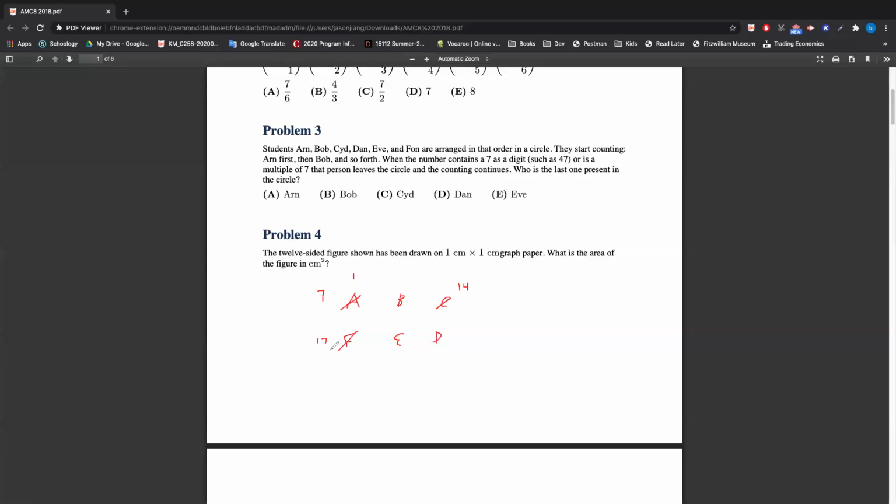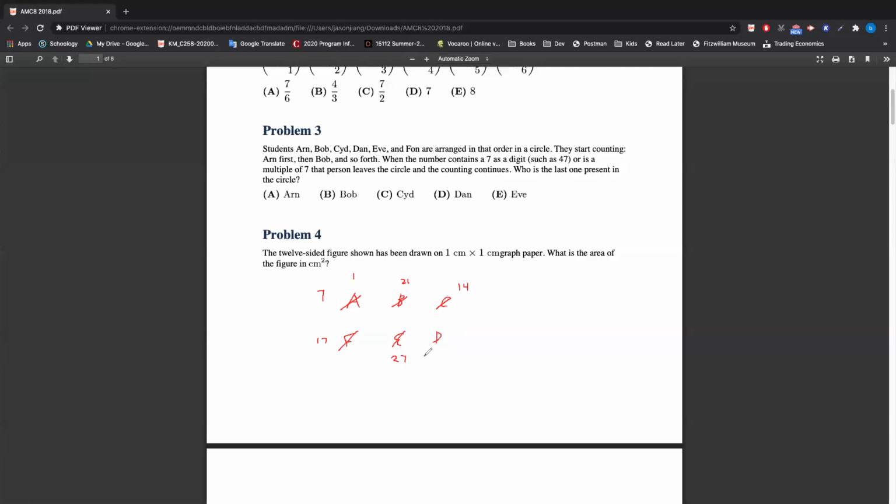7. And then we continue 18, 19, 20, 21. So because 21 is a multiple of 7, we eliminate B. And then 22, 23, 24, 25, 26, and finally 27.